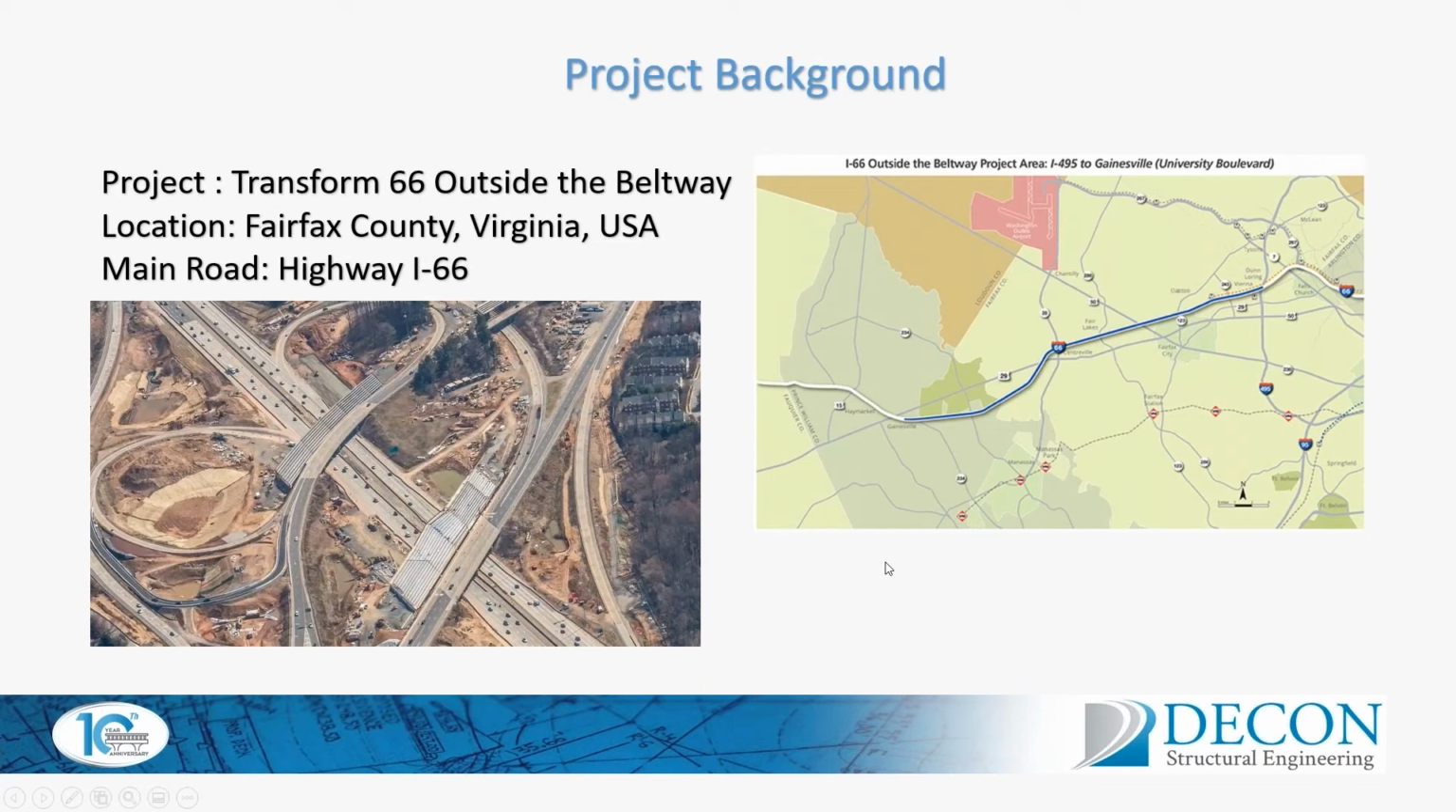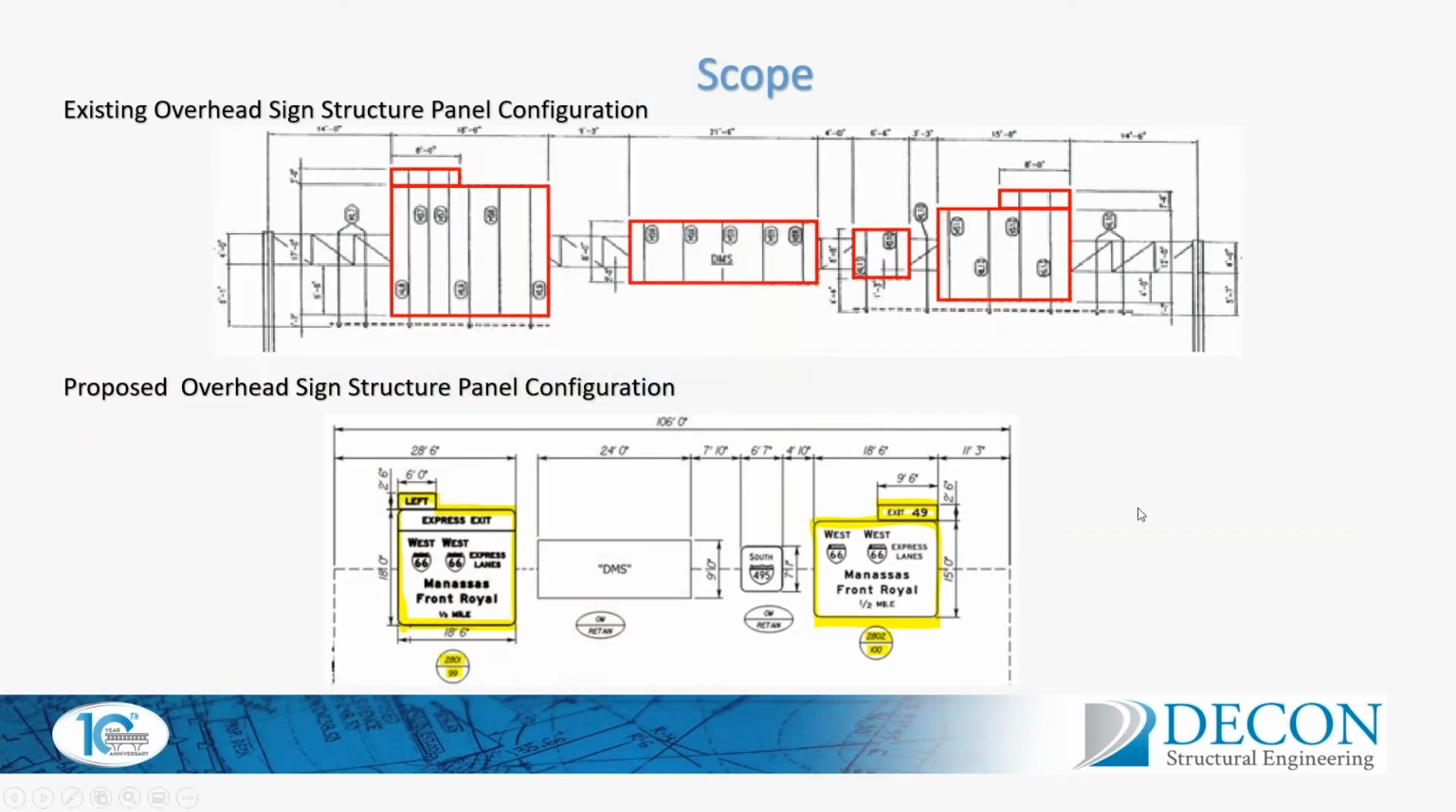So the project is located in the Commonwealth of Virginia, in the county of Fairfax mainly, and it is the I-66. The project is called Transform 66 Outside the Beltway, and as I said, it's in the county of Fairfax, Virginia, USA. Mainly it is located on the west side of the I-495 Capital Beltway that surrounds Washington, D.C. This project is around a $3.5 billion program that is a design build contract, and we have been working in different aspects of the project through these 3-4 years.